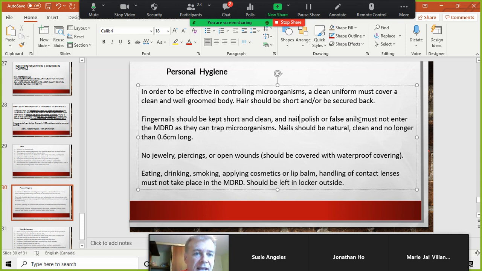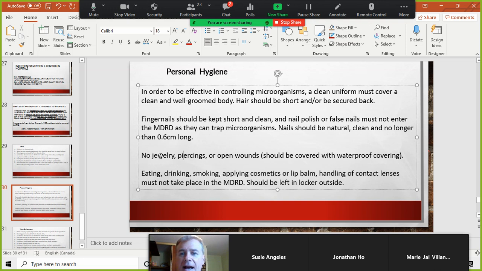And nail polish or false nails must not be worn. They really don't want them in the hospital because nail polish provides a smell, which is an irritant, acetone. False nails can fall off. Well, what do you think? You're doing open heart surgery with false nails? So nails should be natural, clean, and no longer than 0.6 centimeters. That number came right from the book. This book is pretty good for some things, but somebody made this policy. Not 1 centimeter, not 1.2 centimeters, 0.6 centimeters.